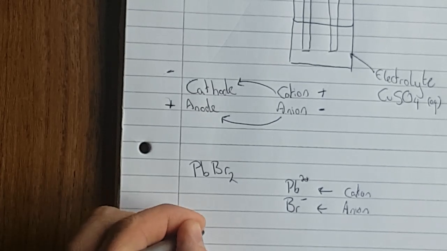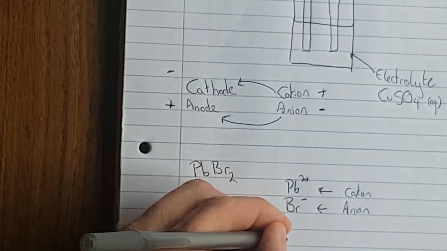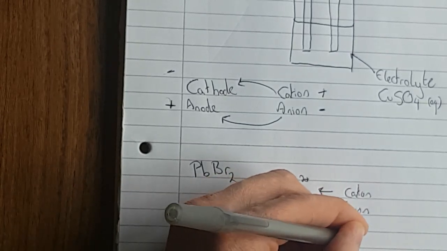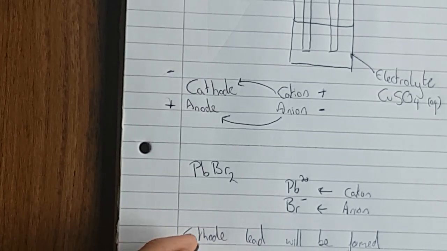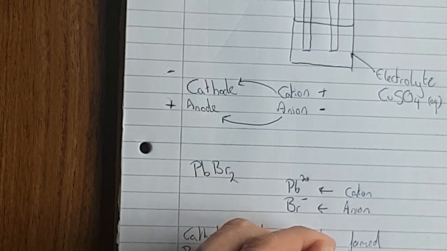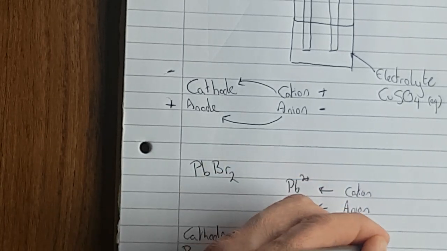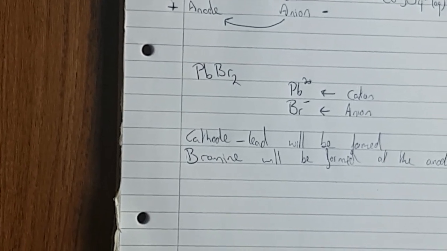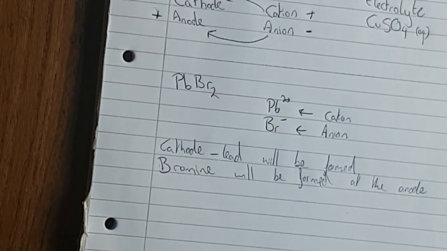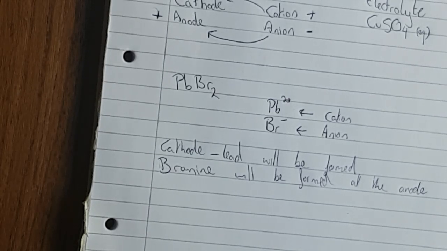So at the cathode, lead will be formed. And if you're asked why that's the case, because the cathode is negatively charged, the lead is a positively charged ion, so it will be attracted to the negatively charged cathode. And likewise, bromine will be formed at the anode.